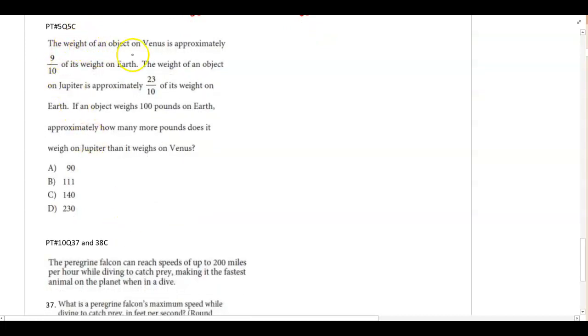And the next one. The weight of an object on Venus is approximately 9/10 of Earth's weight. On Jupiter, the weight of an object is 23/10 of Earth's weight. Okay, if an object weighs 100 pounds on Earth, approximately how many more pounds does it weigh on Jupiter than it does on Venus?